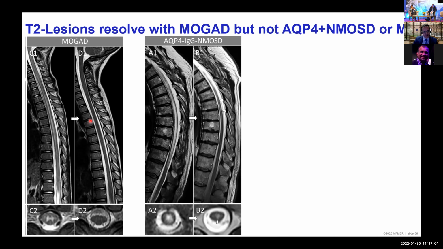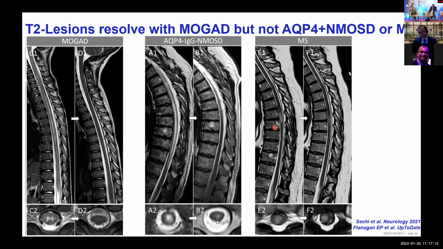We didn't seem to see much atrophy here. And then we can see this residual scarring or residual signal abnormality within the cord here. And then with MS, again, here we see a typical MS lesion, and we see that the MS lesion does not go away and it leaves a scar.